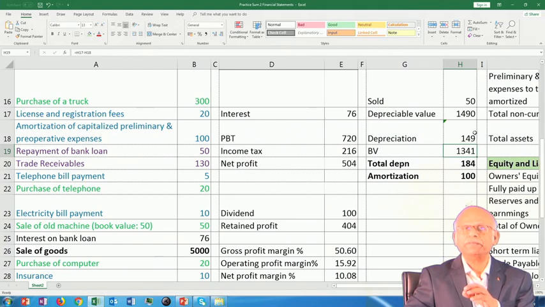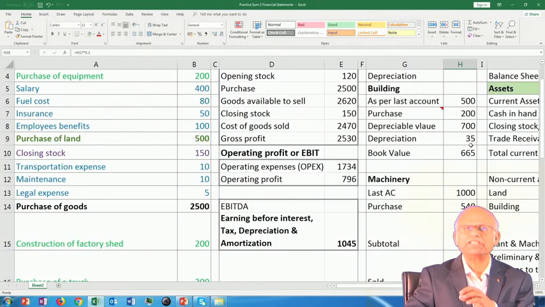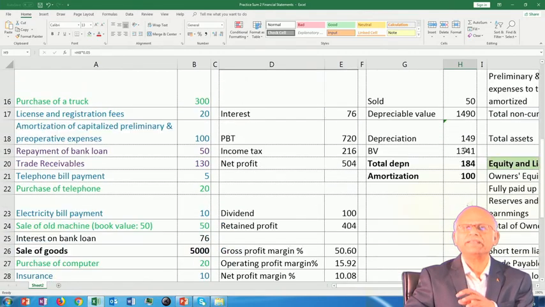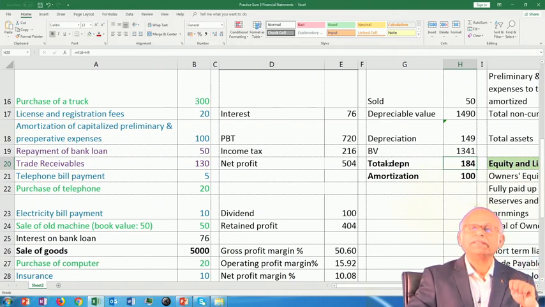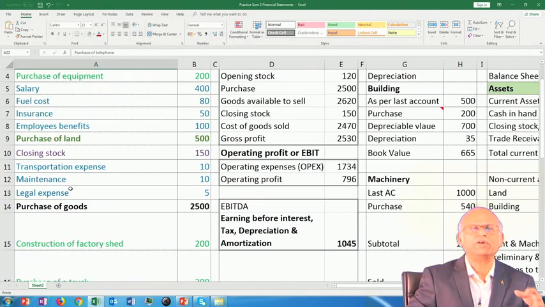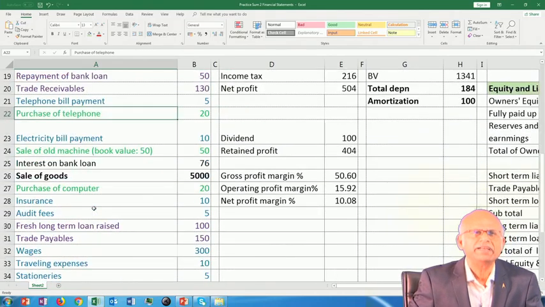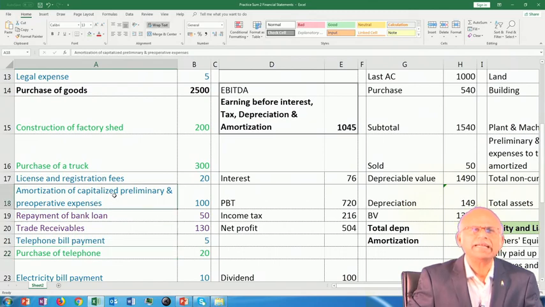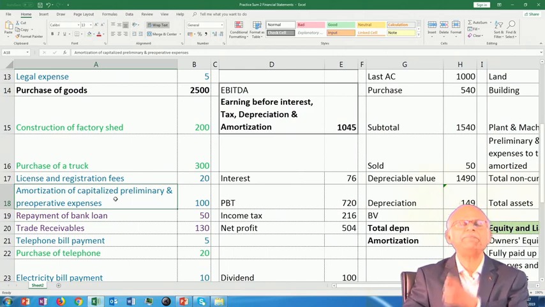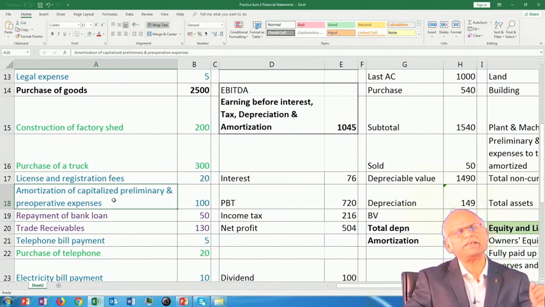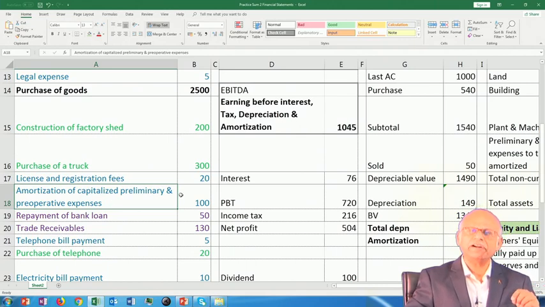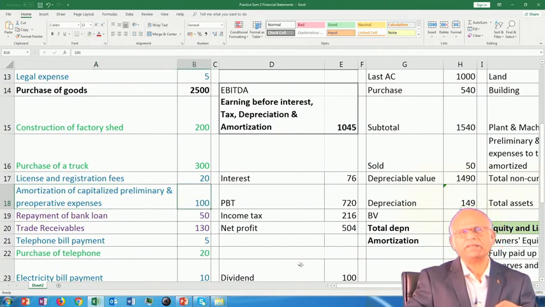Now, this depreciation 149 plus depreciation for the building, the sum total of that is 184. This is the data that we are interested in for estimating operating expenses. Then there is a similar kind of entry called amortization, which will be there somewhere in the ledger or your policy, that we are going to amortize our preliminary pre-operative expenses or some expenses, whatever is there, it is right here. Amortization of capitalized preliminary and pre-operative expenses, meaning that you have incurred some expenses before the start of the company, that is 100. Now, not 100, that is there in the balance sheet, but 100 out of that you want to amortize this year.